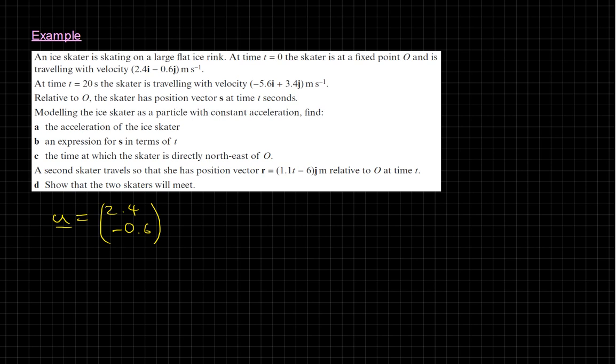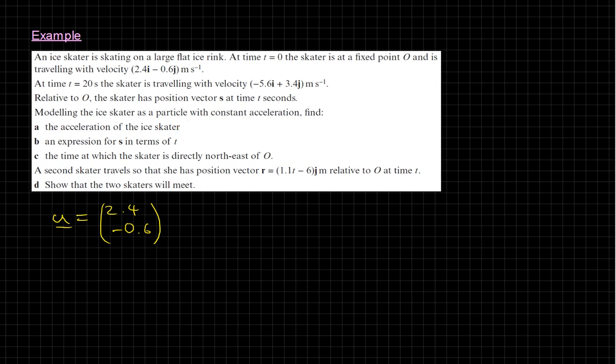Relative to O, the skater has position vector S at time t seconds. Irritatingly now, they've decided to use S instead of R, which is less common. So just remember, S and R, they're really the same thing. Usually, they're treated as the same thing. They're just the position vector. Modelling the ice skater as a particle with constant acceleration. Okay, so we know the acceleration is constant. So now find the acceleration of the ice skater.